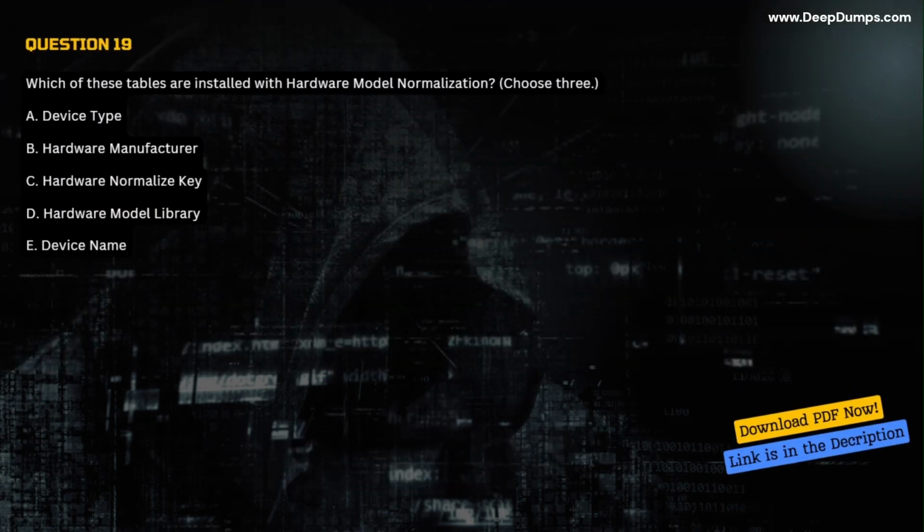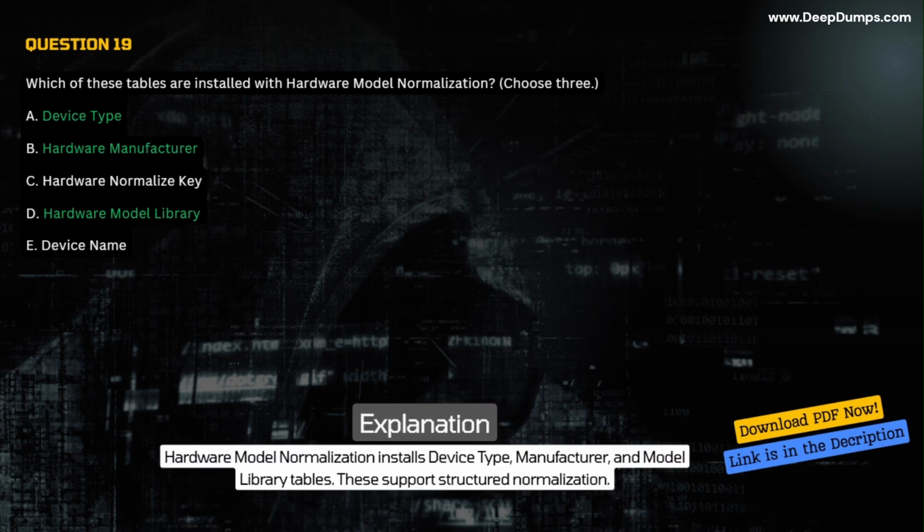Question 19. Which of these tables are installed with hardware model normalization? Choose 3. A. Device type. B. Hardware manufacturer. C. Hardware normalize key. D. Hardware model library. E. Device name. Correct answer A, B, and D. Device type. Hardware manufacturer. Hardware model library. Explanation. Hardware model normalization installs device type, manufacturer, and model library tables. These support structured normalization.